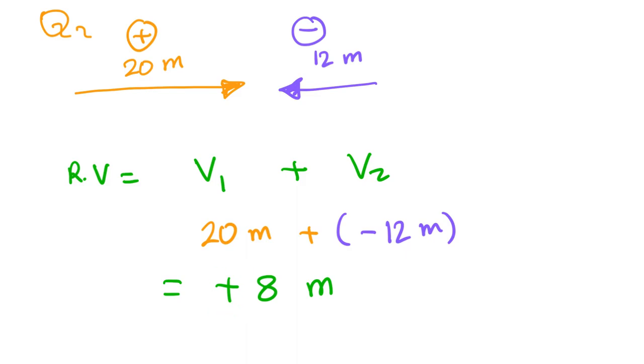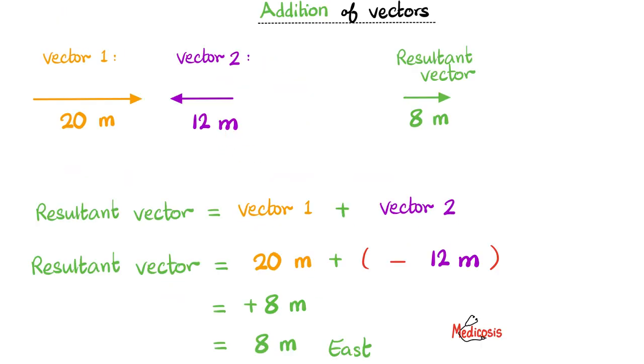And the resultant vector will be positive 8 meters. Why plus? Because I'm going to the right. The resultant vector should look like this. 8 meters going east, the positive direction. And that's the resultant vector. You can call this process addition of vectors. You can also call it subtraction of vectors because it's 20 minus 12. As long as you get the signs right, you will answer it correctly. Just like here, 20 meters east, 12 meters west. What's the end result? What's the resultant vector?